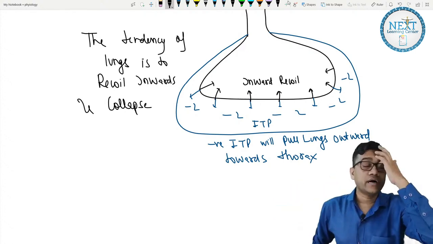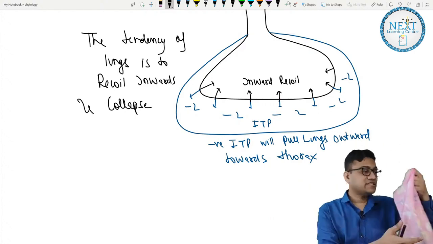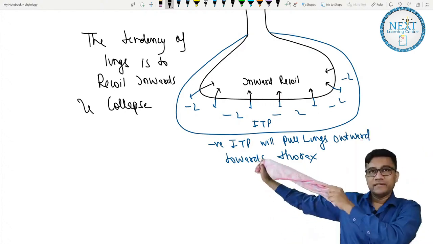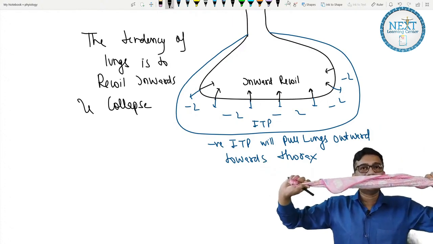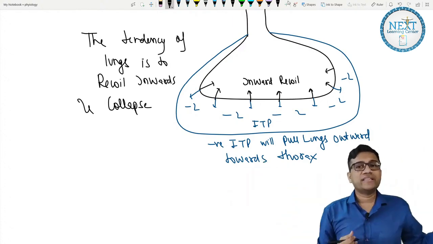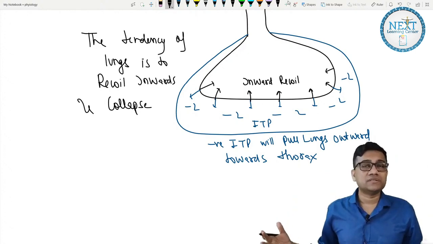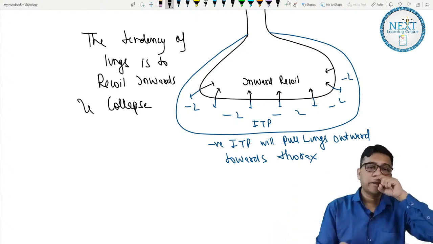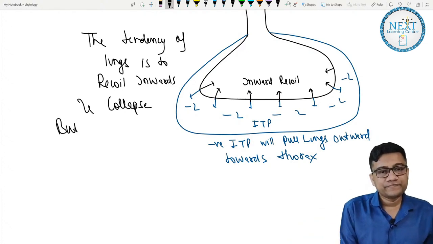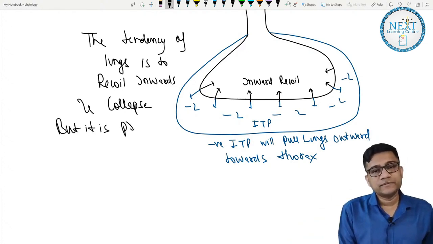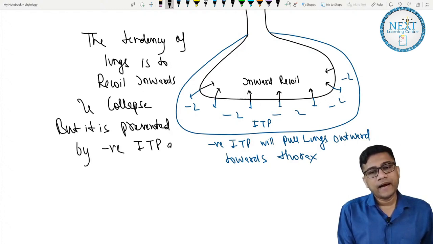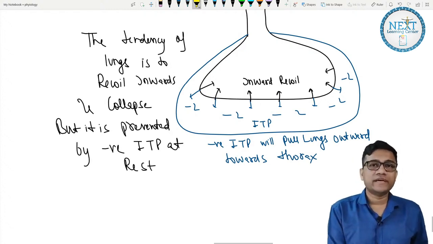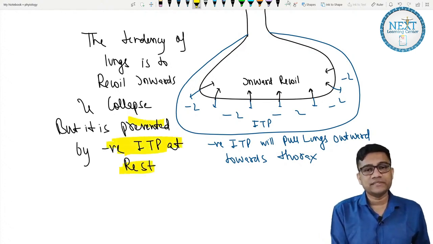So what happens? They reach an equilibrium. Let's say I am trying to pull it this side, and at equilibrium it is neither going this side nor this side. So lungs will neither collapse nor expand and burst. Why? Because of equilibrium. But it is prevented by negative ITP at rest. So what is preventing the collapse? Negative ITP at rest.